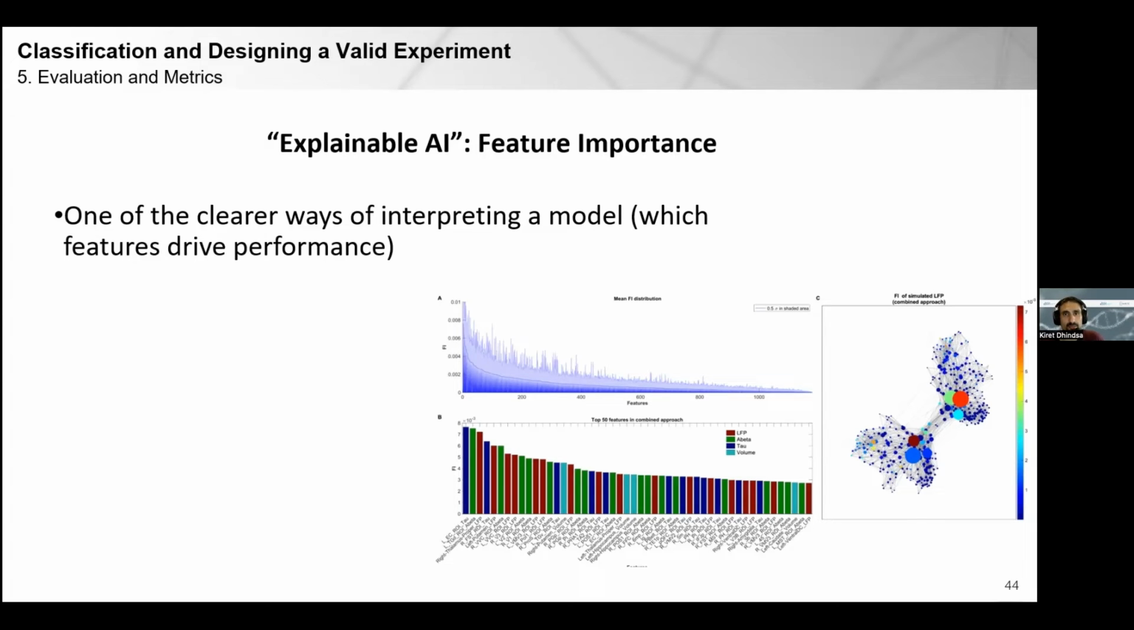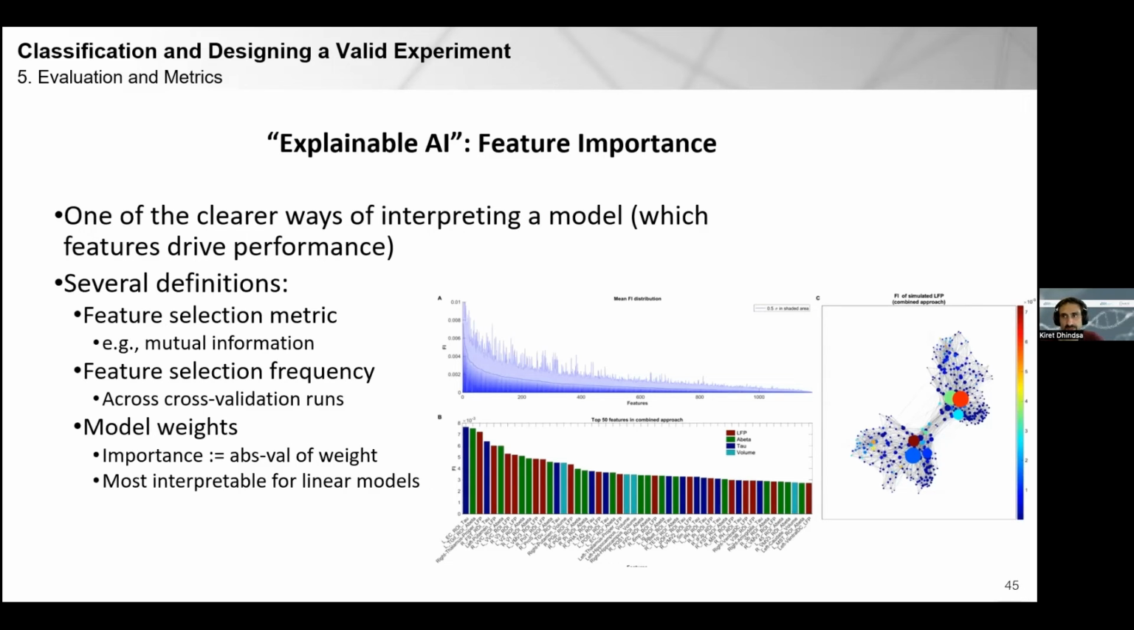So looking at feature importance, which is how your model itself ranks the importance of different features, is one of the clearer ways of interpreting a model, because it's basically telling you which features in the input space drive performance. There are, of course, a variety of different definitions for what feature importance is. In other words, a variety of different metrics. If you used feature selection, for example, your feature selector would use a certain metric or algorithm or set of metrics to actually choose which features.